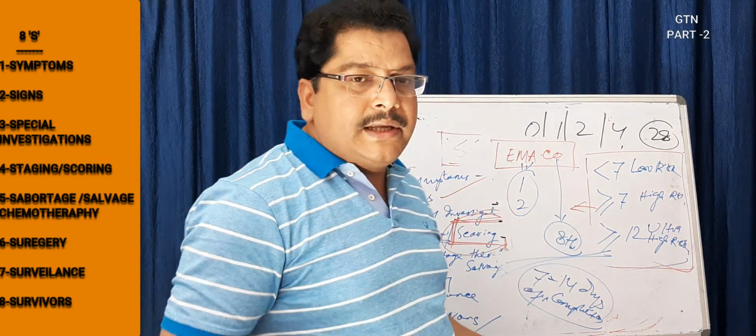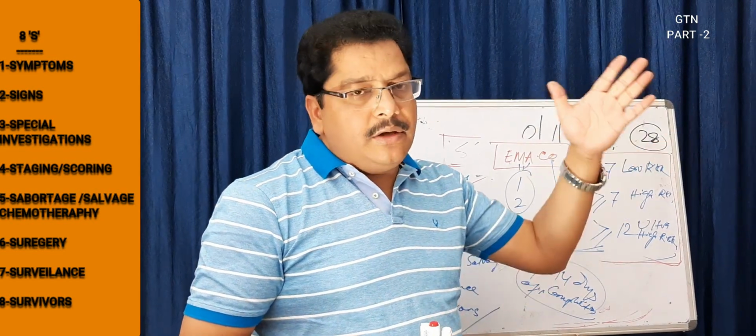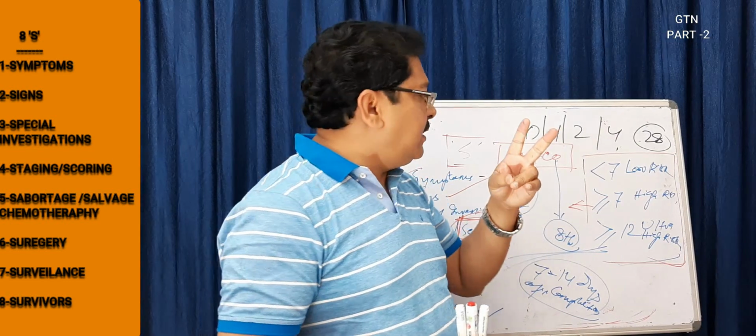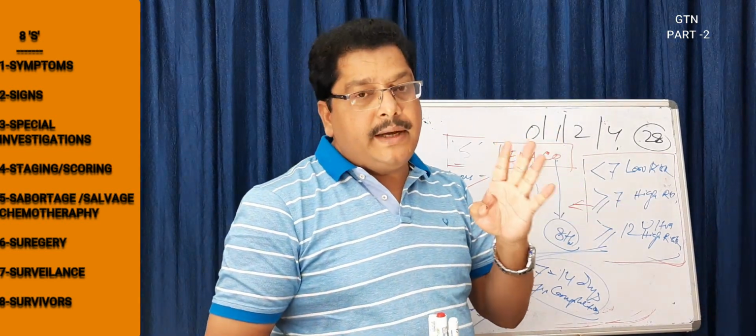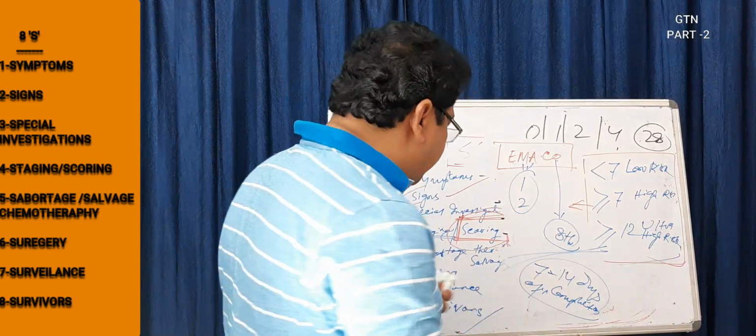Up to how long will we give it? We will give 3 cycles of chemotherapy after the normal HCG level is achieved. In the low risk group, 2 cycles of therapy; here, 3 cycles of additional chemotherapy have to be given after the normal HCG level is achieved.